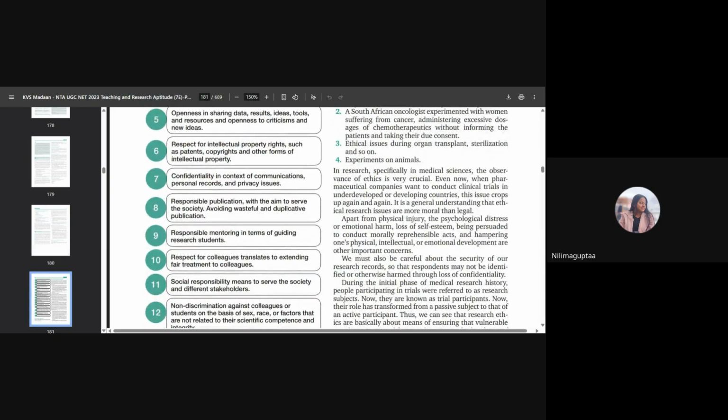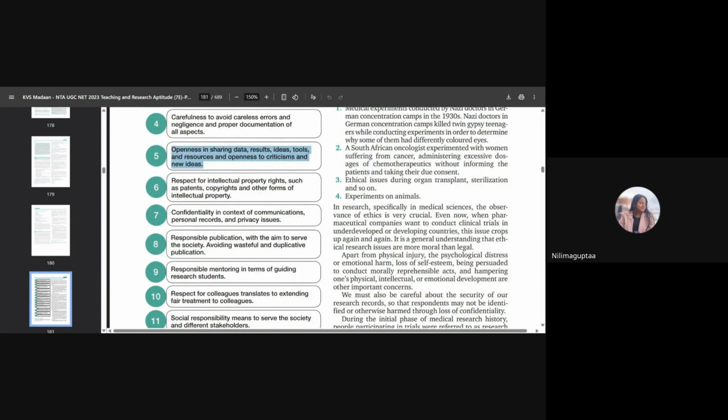Then openness in sharing data, results, ideas, tools, and resources, and openness to criticism and new ideas. This is very important. We should be ready to accept that sometimes our research might be right, might be wrong, or might have scope for better things. Whenever we go for PhD interviews, many times the same proposal might get rejected, and then you should be open to criticism. You should take in those ideas. That is what research ethics is talking about, and then add those ideas, and probably in the next round you will be able to perform better.